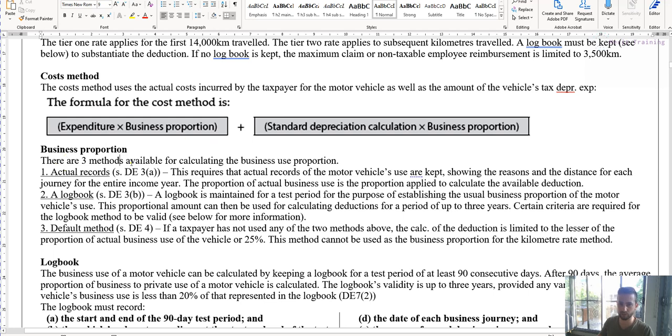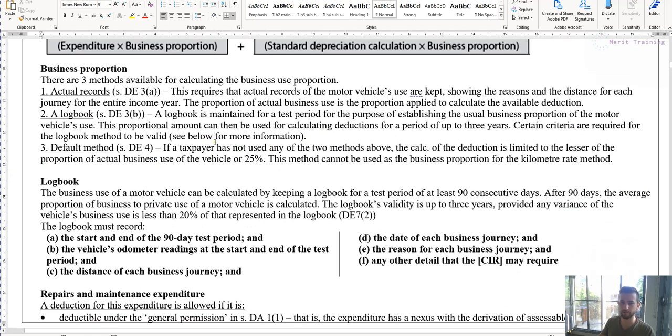The number one is actual records. This means you need to keep records of the distance for each journey for the entire income year, and you apportion it on that basis. The next one is the logbook. This is a book maintained for a test period, so you don't need to do it for the entire period like you do for actual records. You do it for a short period of time, and then within that test period you can extrapolate for a longer period, so you don't need to keep maintaining records. You can do that for up to 3 years based on that limited test period, but we'll talk about the criteria needed to do that down below.